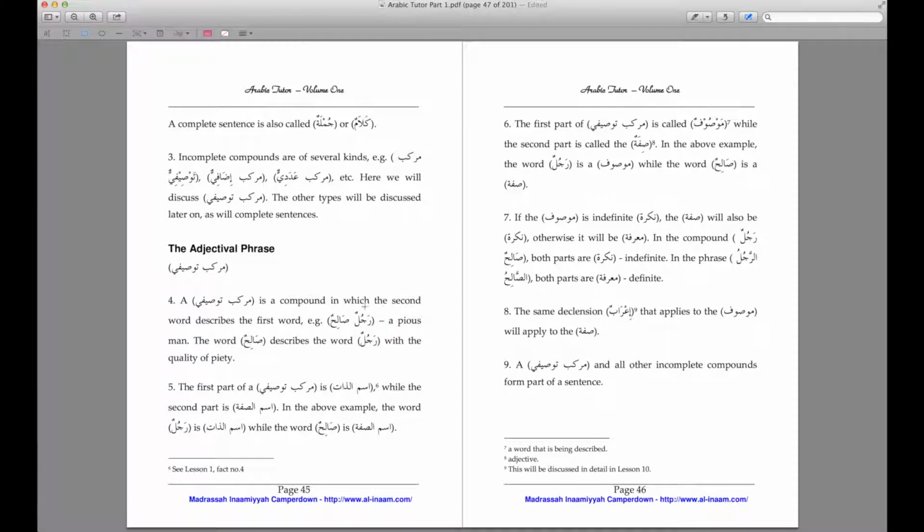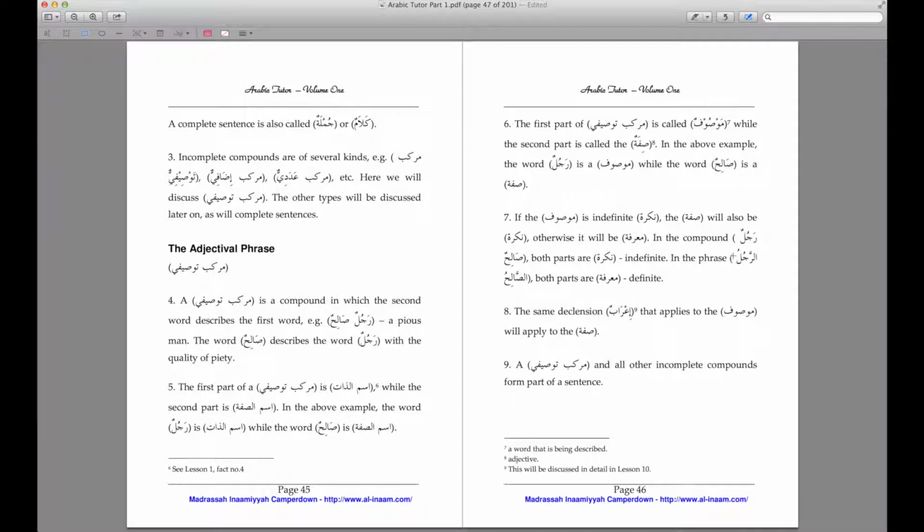And if we said ar-rajul like before, if the man was known, if the man was marifa instead of being nakira, then this whole sentence will be a jumla. It wouldn't be a murakab nakis anymore. In the compound rajulun salih, both parts are nakira right here. In the phrase ar-rajulu salih, both parts are marifa, definite.